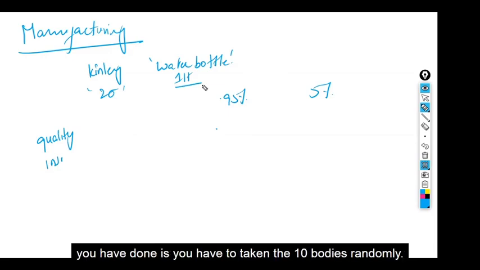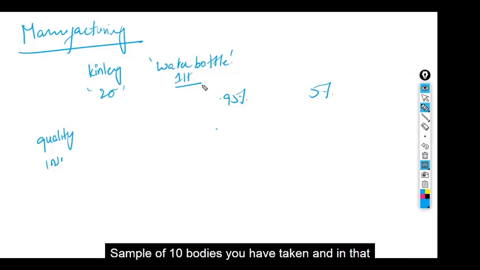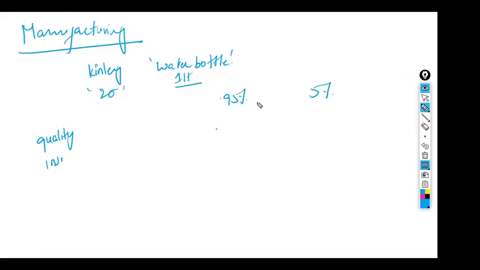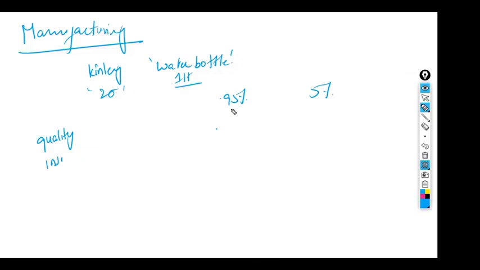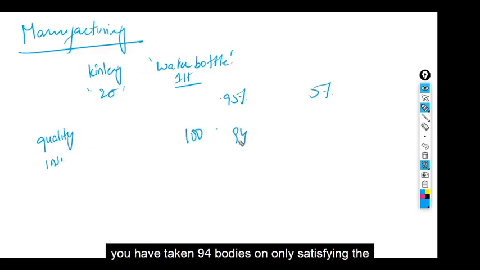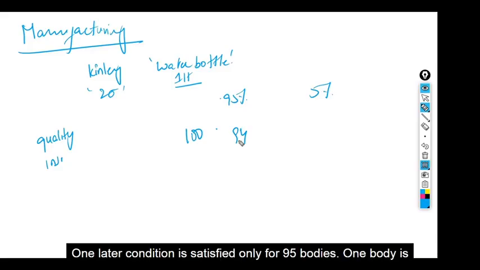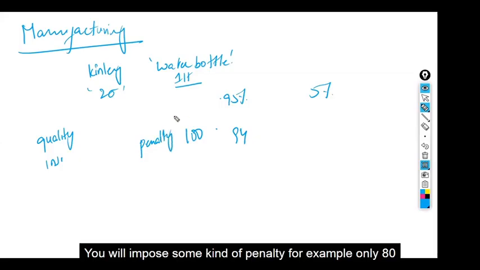Now you have taken a random sample of 10 bodies, and you observe how many are maintaining this. If 95% of the bodies are perfect, okay. If, for example, out of 100 bodies you have taken, only 94 satisfy the condition, when the 1 liter condition should be satisfied for 95 bodies, 1 body is missing. You will take the penalty, you will impose some kind of penalty.